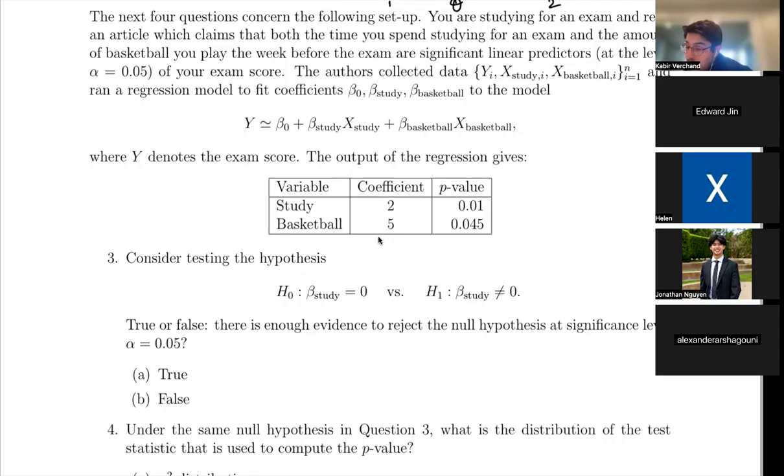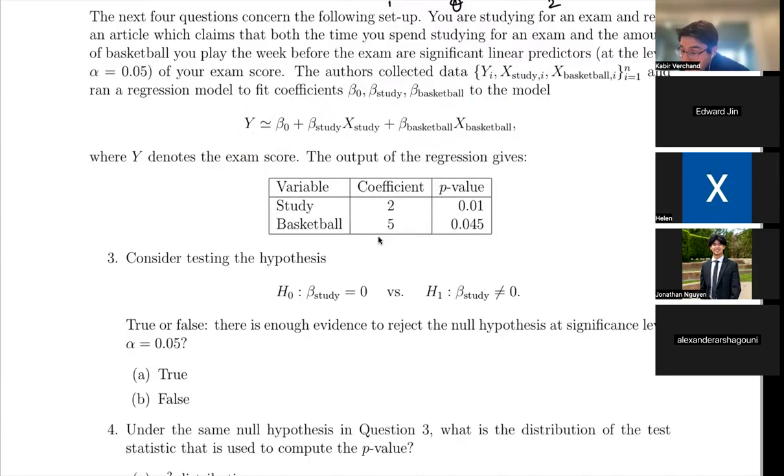Some article claims that the time you spend studying for the exam and also the amount of basketball that you play the week before the exam are significant linear predictors, at the level alpha equals 0.05, of your exam score. So you dig in a little bit and you see that the author of this article collected data: y_i is your exam score, x_study_i is how many hours you studied, and x_basketball_i is how many hours you played basketball, and they try and fit a regression model of the following form.